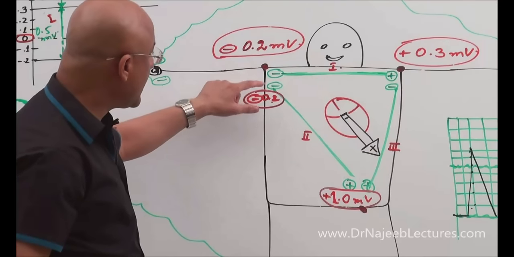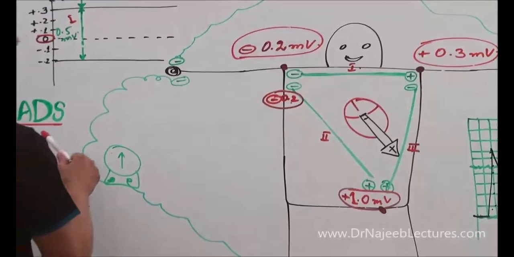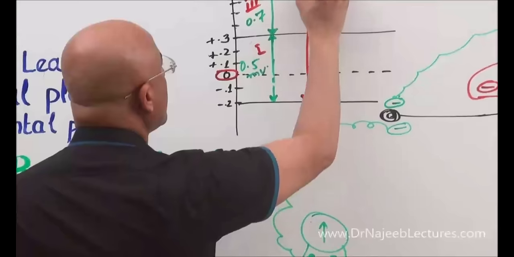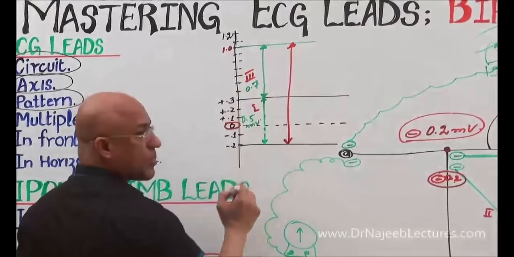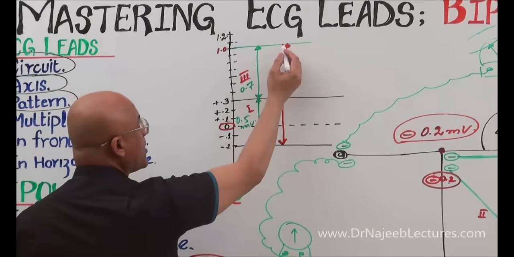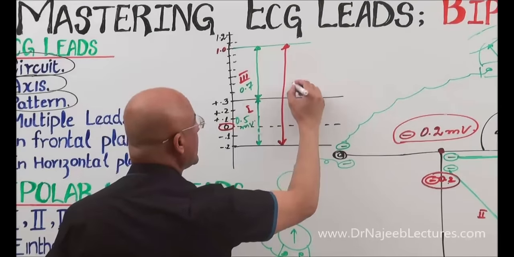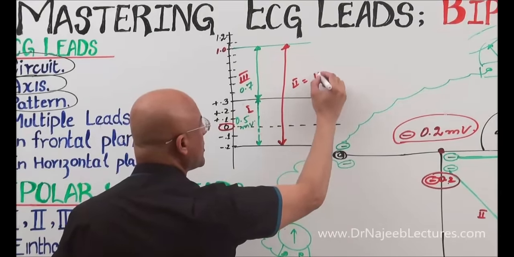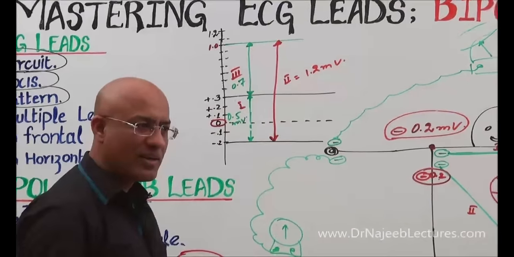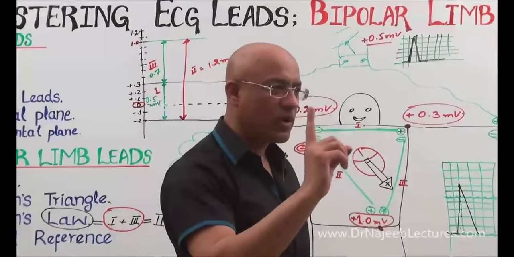Total difference in these two electrodes is 12. So lead number 2 will extend from minus 0.2 millivolt up to plus 1.0 millivolt. And how much is it? Yes, lead number 2 is equal to how many millivolt? 1.2 millivolt. How many small squares? 12 small squares, because 1 small square is equal to 0.1 millivolt.